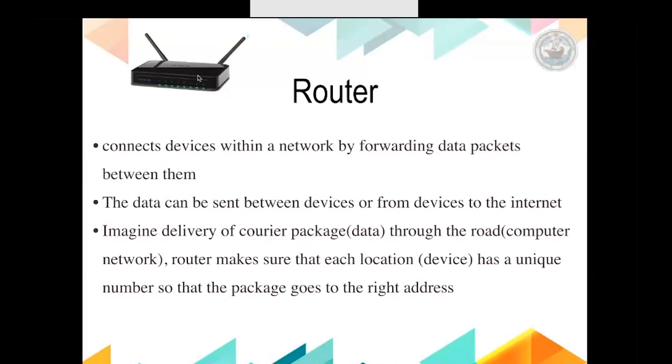In a layman's point of view, this example may work out for every one of us. Just imagine a courier package. The courier package is going to be the data, and the road through which it has to travel is going to be the network. Make sure that every house has a unique number so that the courier package gets delivered to the appropriate house. That's what a router does. The router ensures that every house on the road has a unique ID, so that it delivers the courier package, the data, to the appropriate destination. The router routes the data properly.